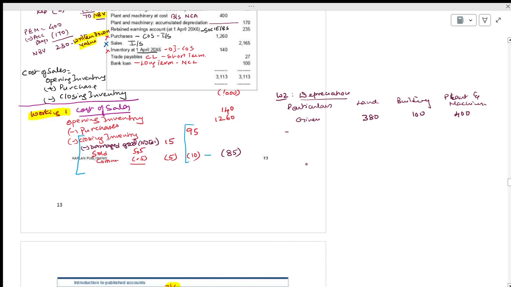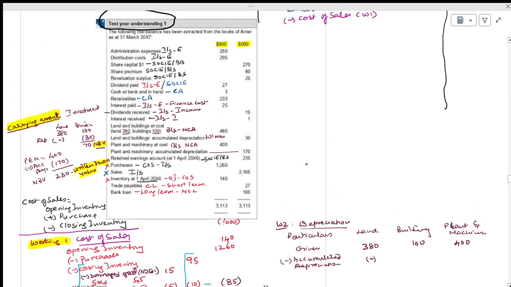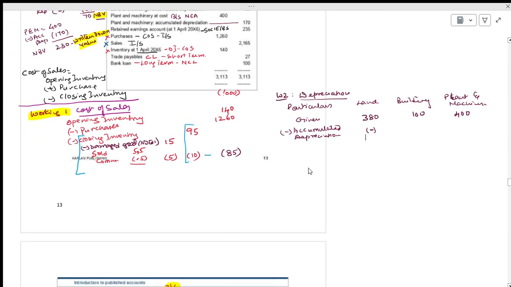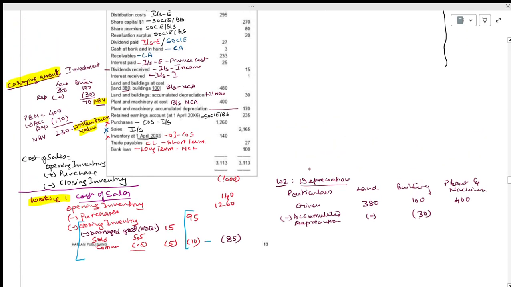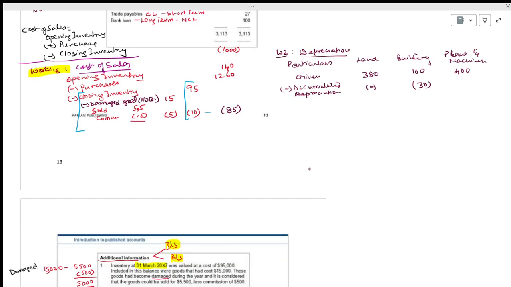Okay. Now, what we have to do? First we have to deduct accumulated depreciation. There is never a depreciation for land. Buildings are how much? Accumulated depreciation 30. Okay, a building. What is the depreciation for plant and machinery, Salim? It is 170. Okay, 170.